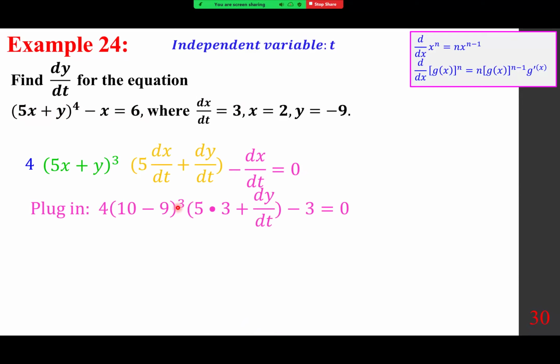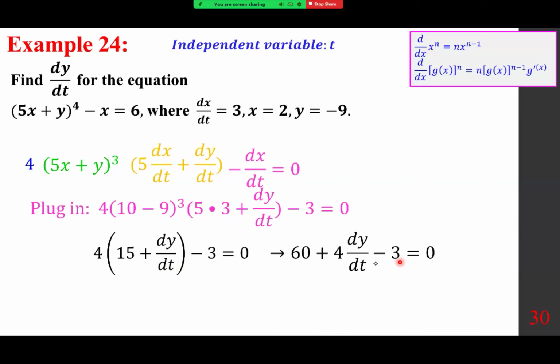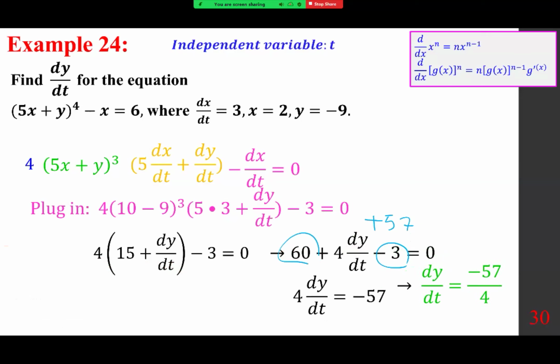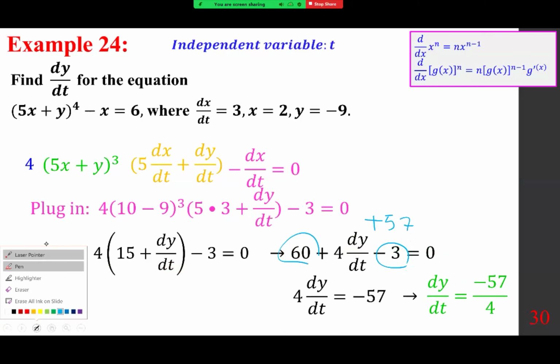10 minus 9 is 1, so 1 to any power is 1, so this is 4. 5 times 3 is 15. So if I distribute, I get 60 plus 4 dy/dt, negative 3 doesn't go away. And 60 and negative 3 add up to 57. Moves to the other side, becomes negative 57 divided by 4, and that's the final answer. dy/dt is negative 57 divided by 4.